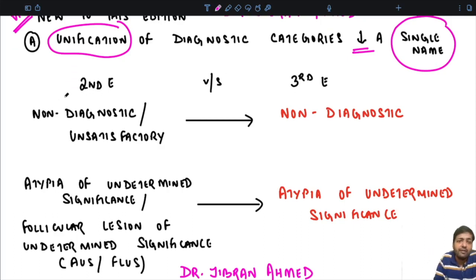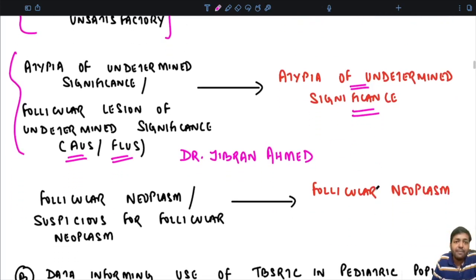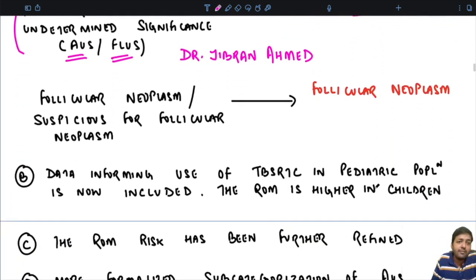Previously, in the second edition, we used to have non-diagnostic or unsatisfactory, but in the third edition we do not want any confusion and we are sticking to one name for one category, that is non-diagnostic. Similarly, in the second edition we used to have atypia of undetermined significance or follicular lesion of undetermined significance, that is the FLUS. So we used to have AUS and FLUS, but now we only have a single heading, that is atypia of undetermined significance. Then we had follicular neoplasm or suspicious for follicular neoplasm. Now we only have one heading, that is follicular neoplasm.